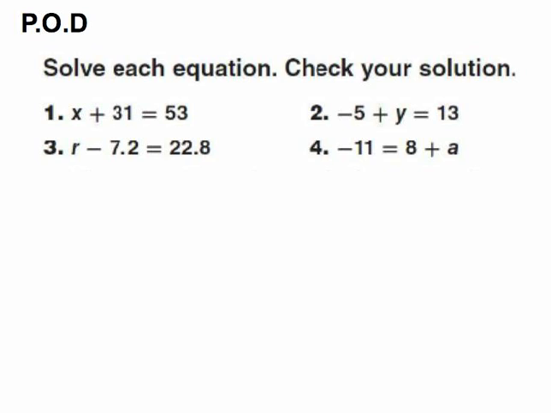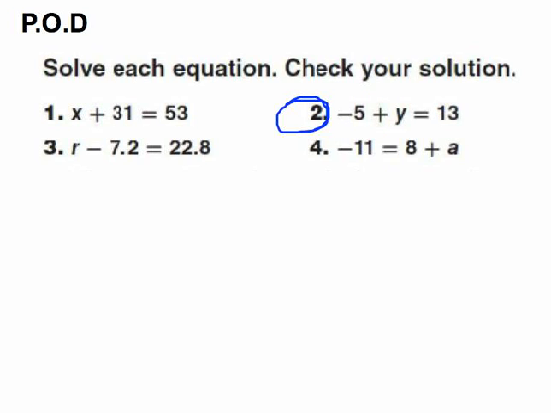So, your problem of the day, you're given 4 equations. The one equation that I'm going to tell you may be a challenge is number 2. We didn't do anything like this in the video. Everything else was very similar. And the hint that I will give you is, while you may see addition here, this 5 is negative.